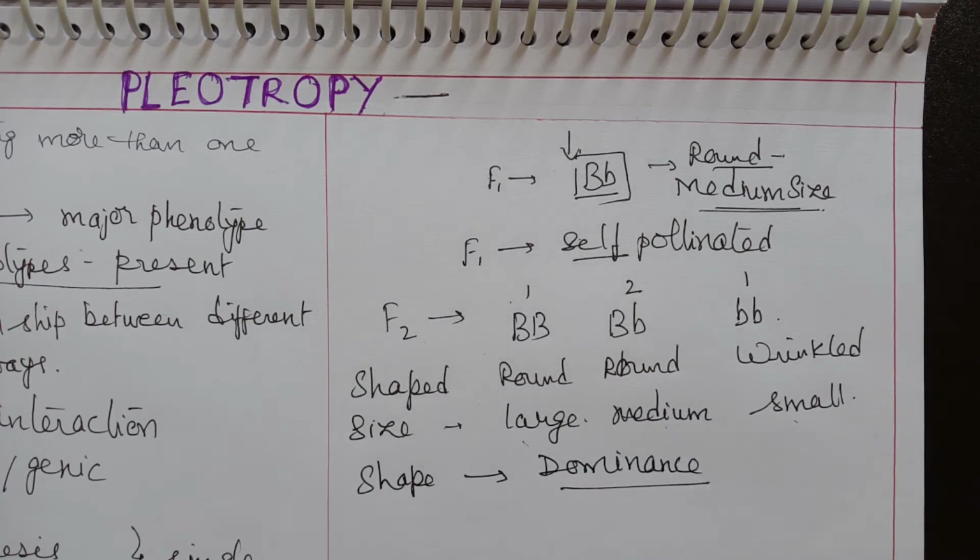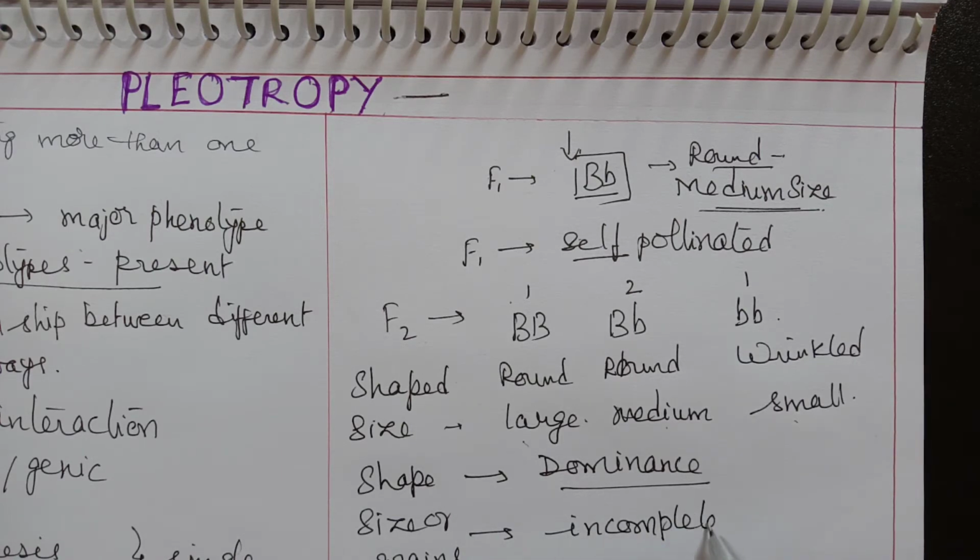With respect to the shape, the gene is showing dominance. But with respect to the size of the grains, it is showing incomplete dominance.